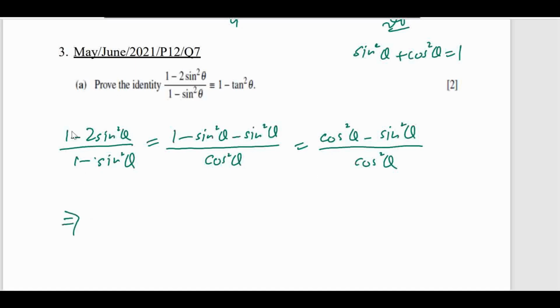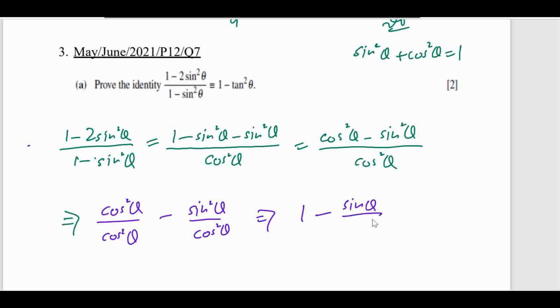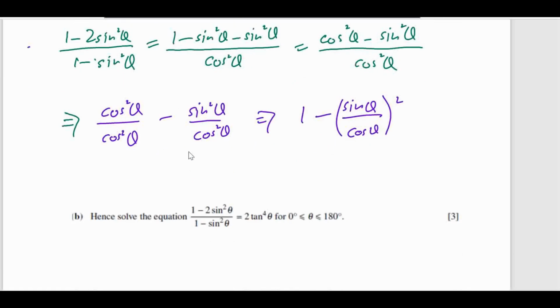So we can write this one as cos square theta divided by cos square theta minus sin square theta divided by cos square theta. So this will be equal to 1 minus (sin theta by cos theta) whole square. Which means that this will be equal to 1 minus tan square theta. I hope that the concept is clear. Let's move to the next one.